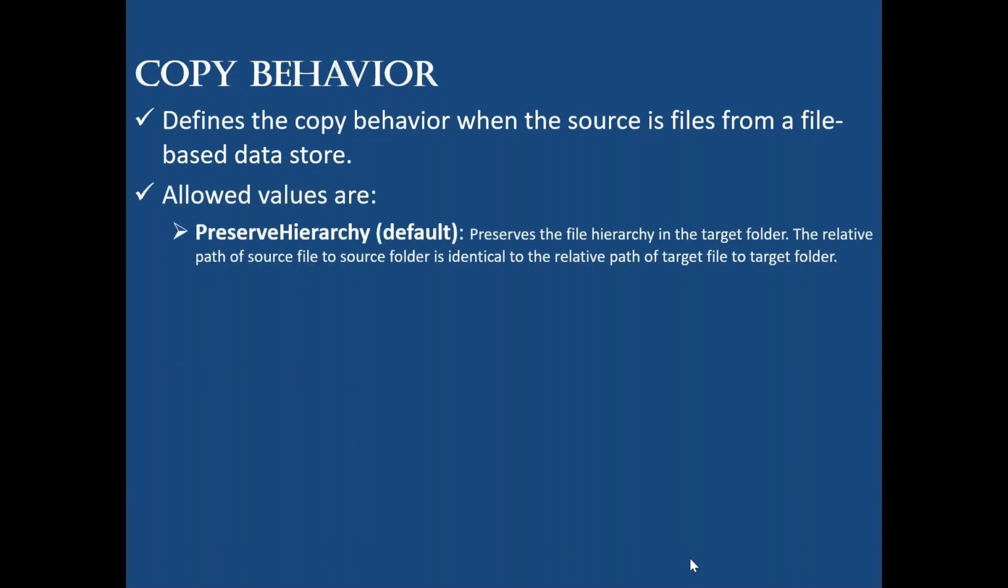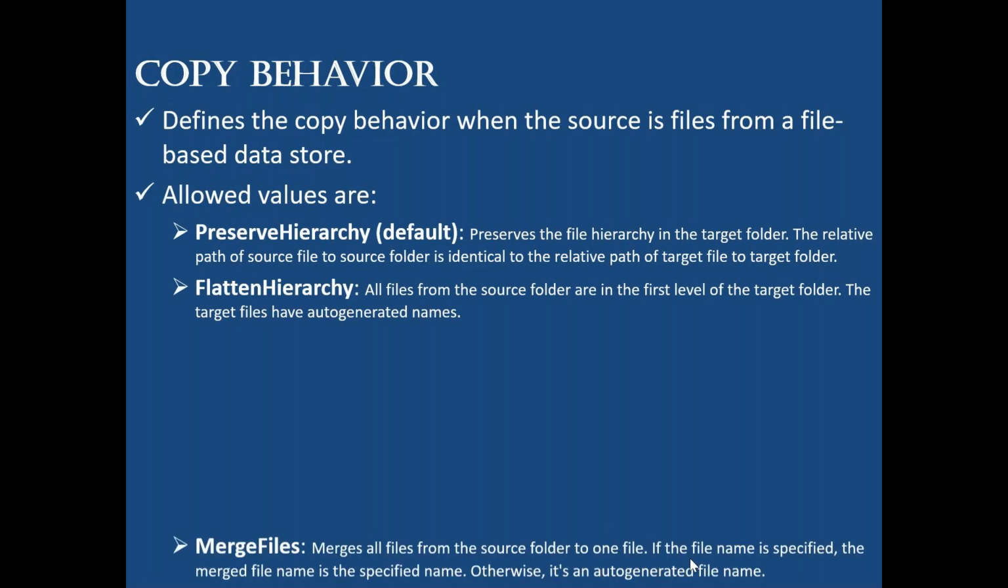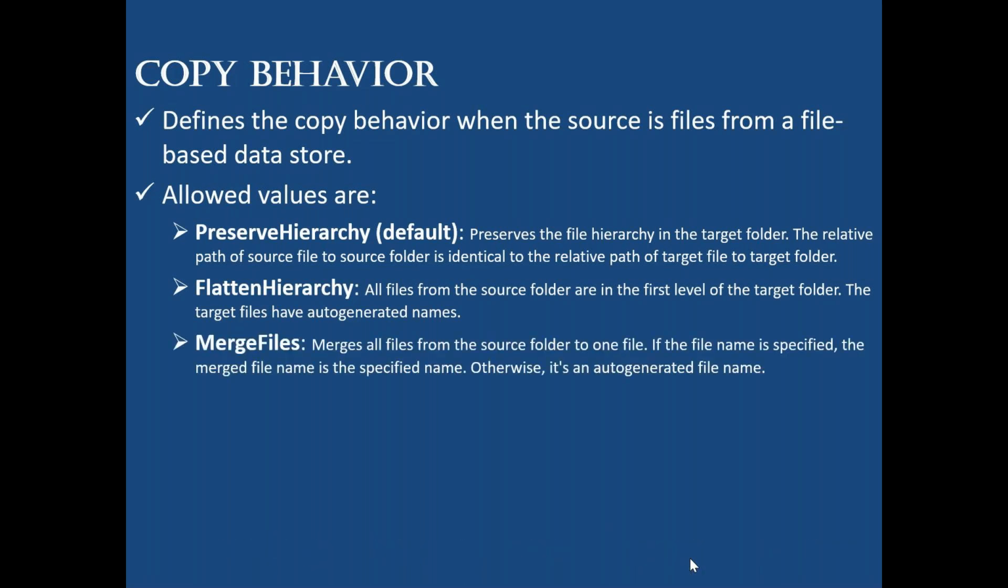Allowed values are preserved hierarchy, which is the default. Default behavior is preserved hierarchy, the same structure will be copied into the target if you're not changing anything. If you want to flatten hierarchy, you can change it. Merge files, if you want, you can change it. Clear, team? All of you clear, team?